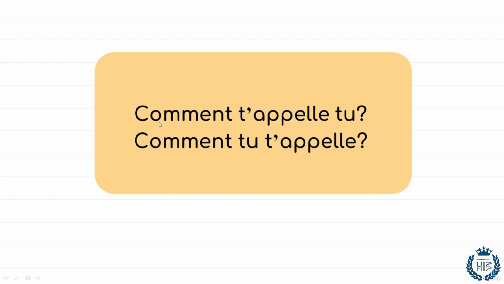Then, if that was the informal way, how do we ask someone's name in a formal situation? Comment vous appelez-vous? As you can see, we have the vous here, which is the formal you. You can just see from this usage that it is formal because we have the vous. Repeat after me, please. Comment vous appelez-vous?